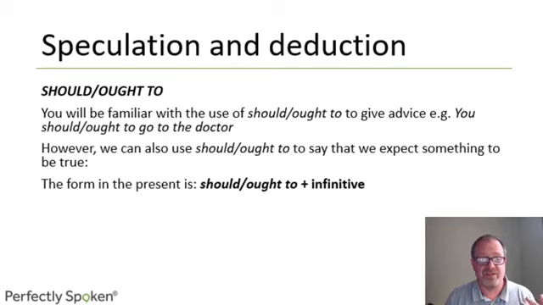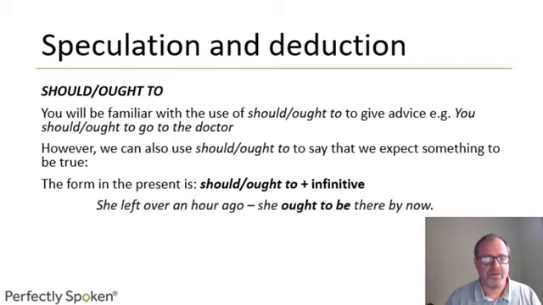This is the bare infinitive. It's the infinitive without to. After modal verbs, remember, there's no to. So, for example, she left over an hour ago. She ought to be there by now. Okay, we expect her to be wherever, to arrive there. Okay, I'm going to disappear for a moment, as always.